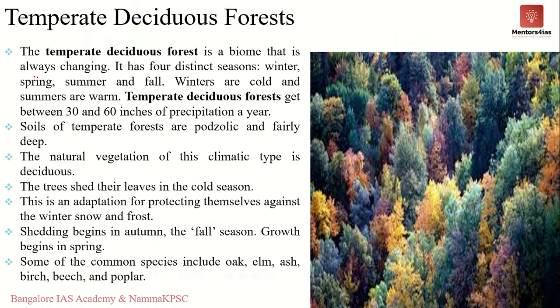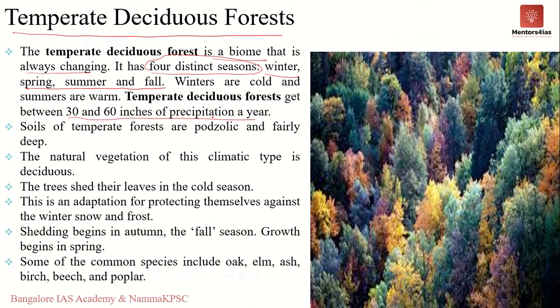Okay. Next, we'll take up temperate deciduous forest. Now, the temperate deciduous forest is a biome that is always changing in nature because of the four distinct seasons which are found in this particular region. So, we have summer, we have autumn, we have spring, we have winter. These distinct seasons are found in this particular region, and because of which we have a temperate deciduous forest in this particular region with precipitation of around 30 to 60 inches every year.